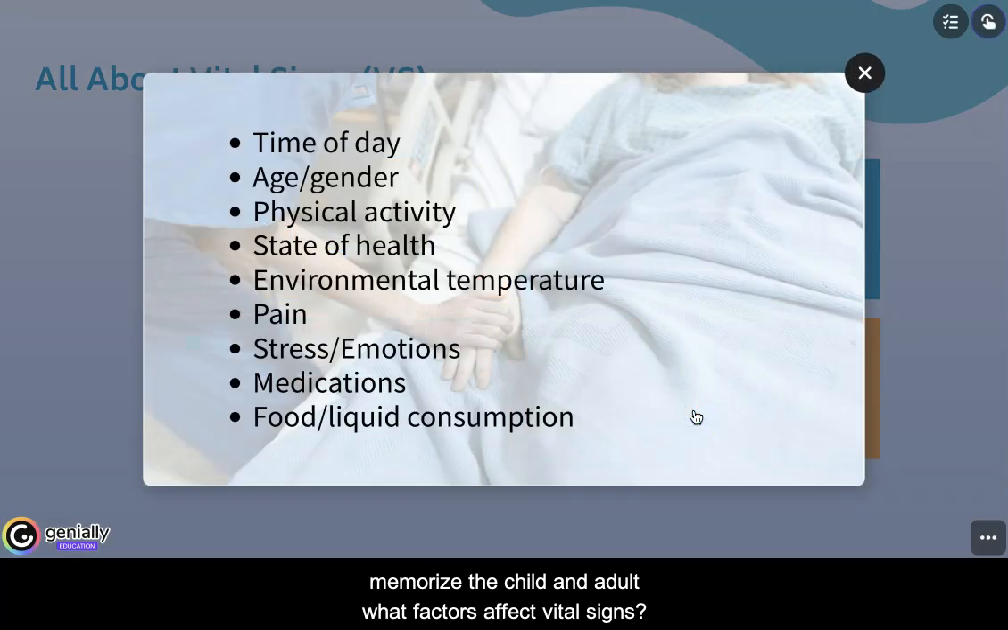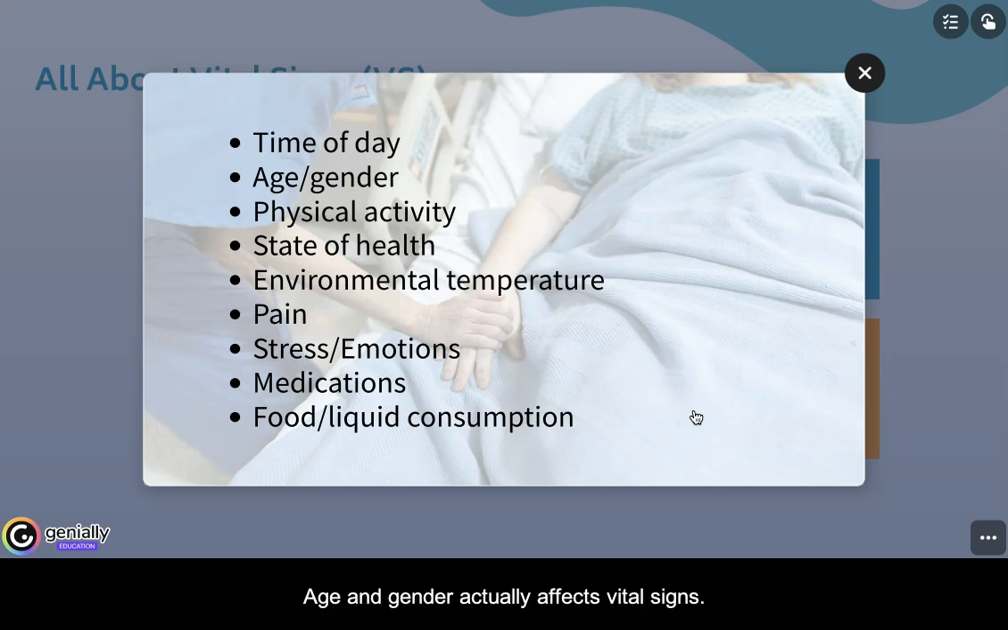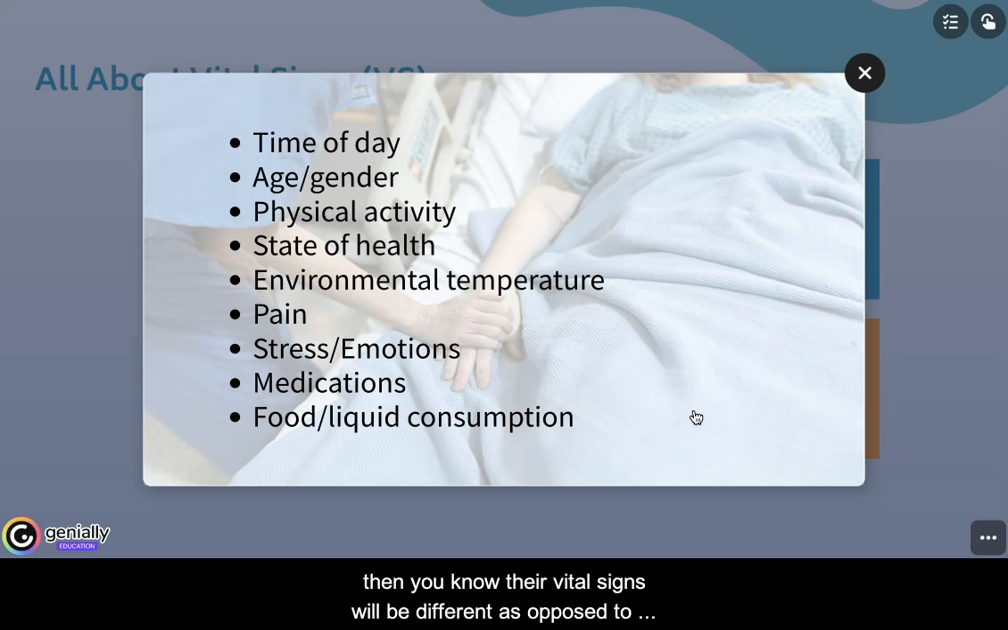What factors affect vital signs? For example, when you go into your patient's room and you're about to check vital signs, what are the different factors that can affect these vital signs? These are time of the day, morning, during the day, at night, they can vary. Age and gender actually affect vital signs. Physical activity, if your patient just finished exercising, working with therapy, then their vital signs will be different as opposed to if they were resting in bed.